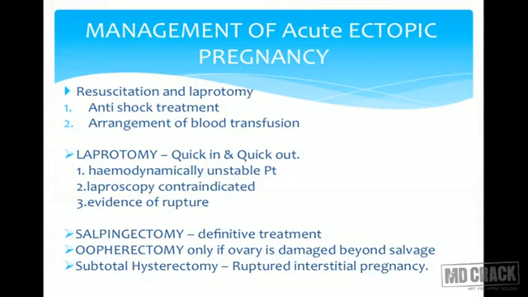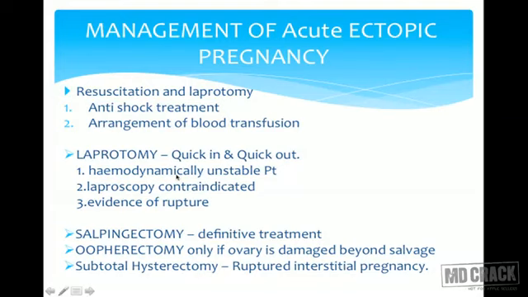Principle for laparotomy: quick in and quick out. You have to go in quick, stop the site of bleeding, because till you stop, whatsoever blood you are giving intravenously, it's not going to work because it's coming out from the other side. So quick in and quick out are the principle of the surgery in acute ruptured ectopic pregnancy.